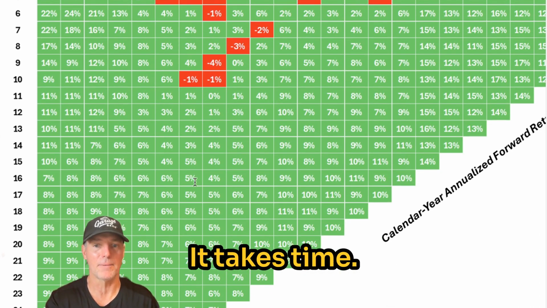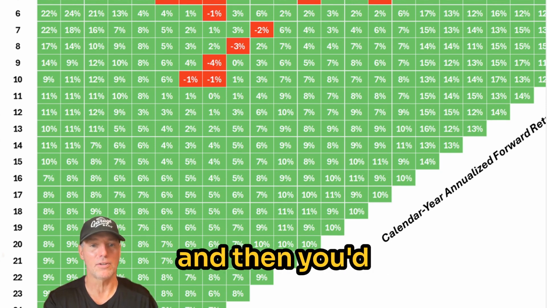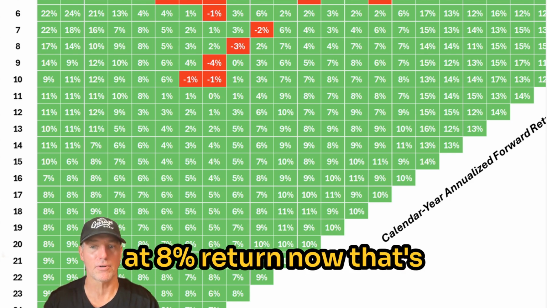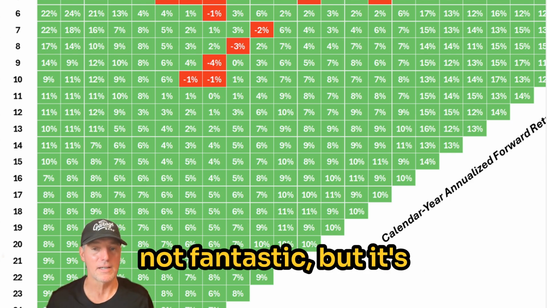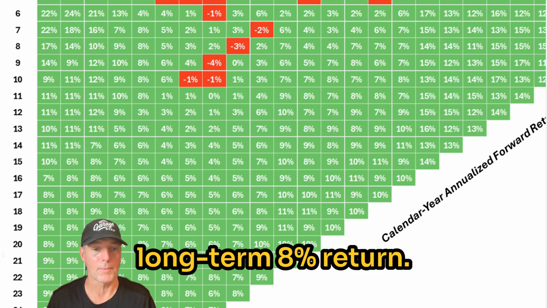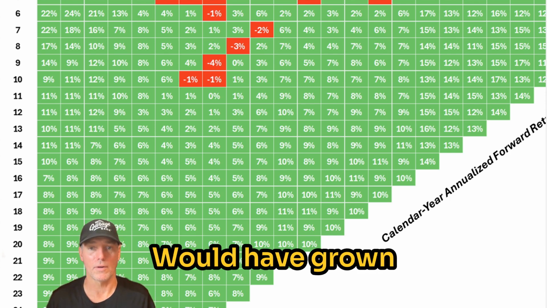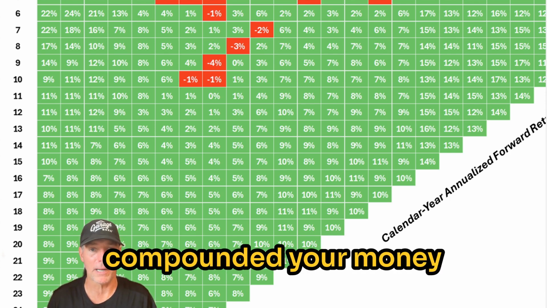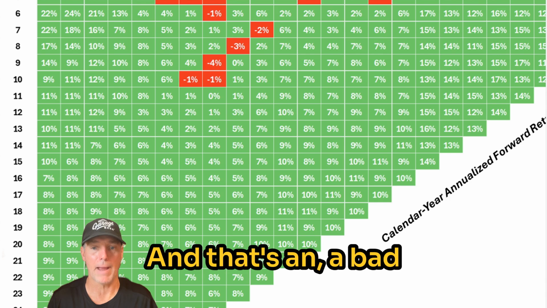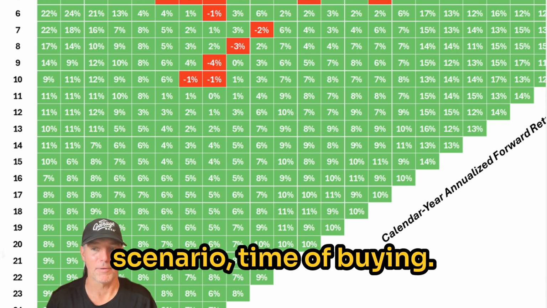It takes time, but if you had bought and then held for 25 years, you would have been at an 8% return. Now that's not fantastic, but it's still a nice consistent growth over the long term. An 8% return would have grown and compounded your money over those 25 years. And that's in a bad scenario time of buying.